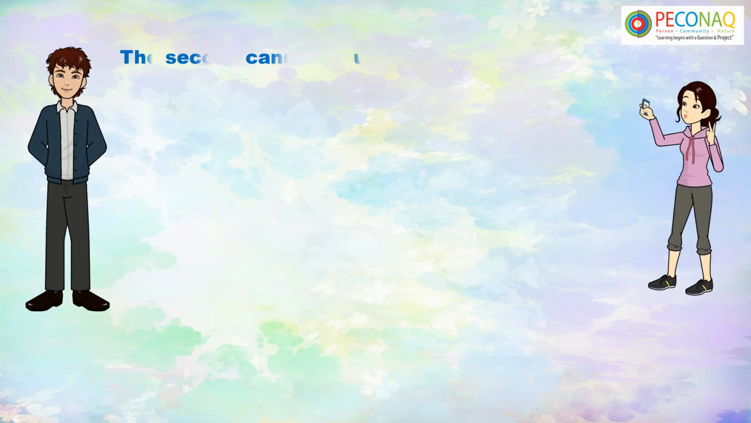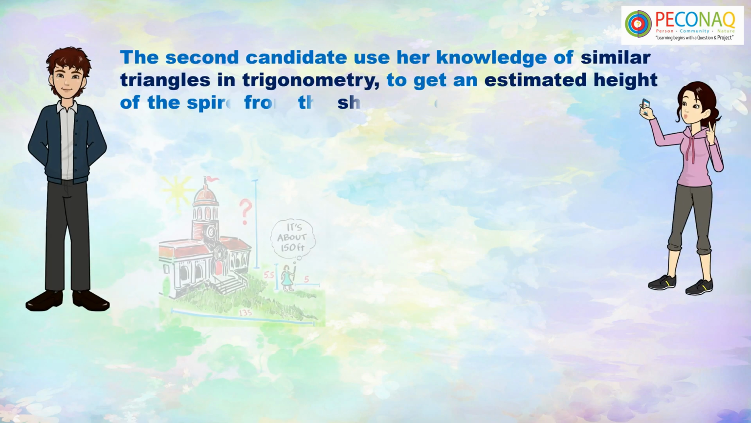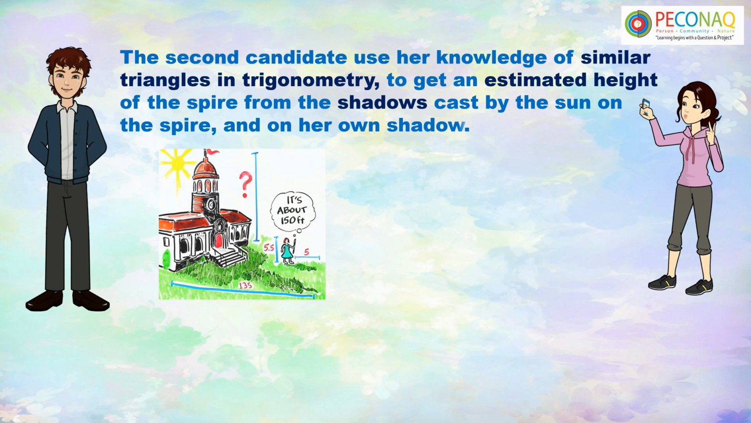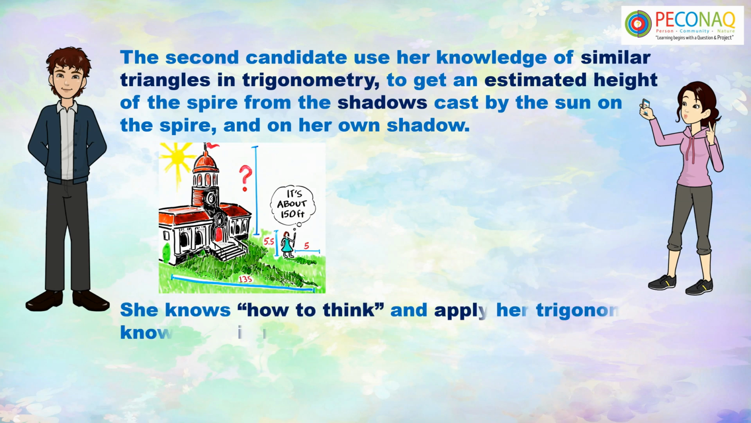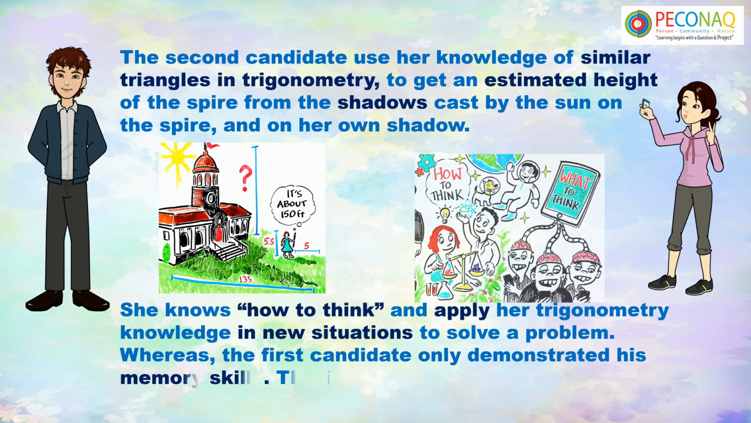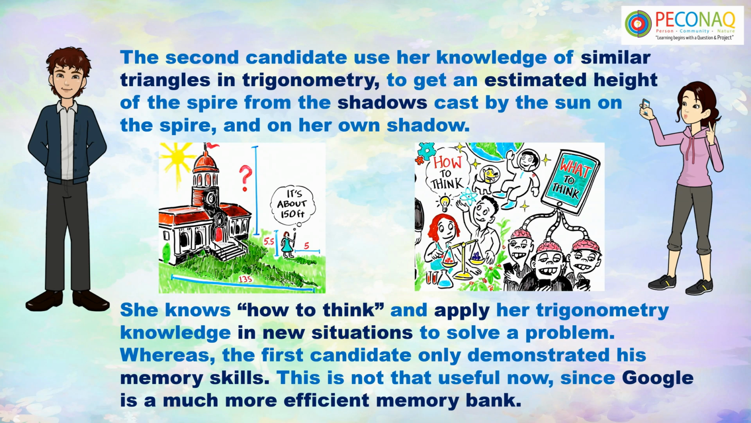The second candidate used her knowledge of similar triangles in trigonometry to get an estimated height of the spire from the shadows cast by the sun on the spire, and on her own shadow. She knows how to think and apply her trigonometry knowledge in new situations to solve a problem. Whereas, the first candidate only demonstrated his memory skills. This is not that useful now, since Google is a much more efficient memory bank.